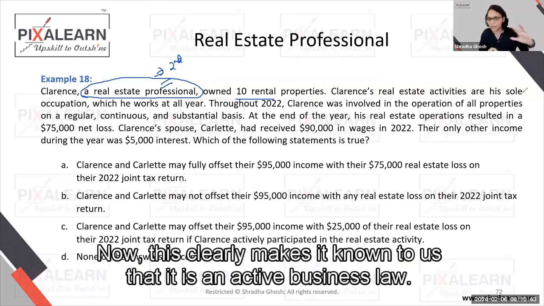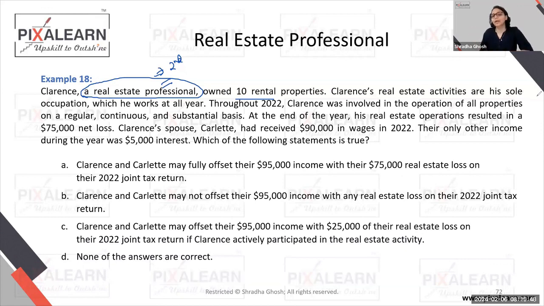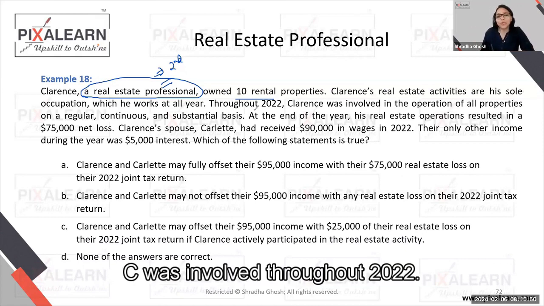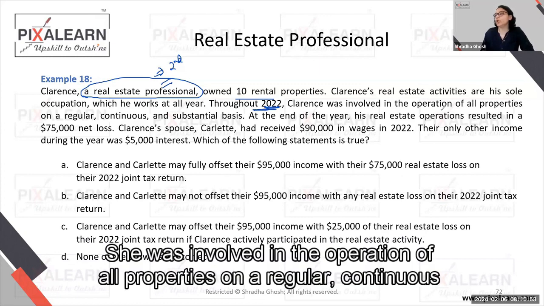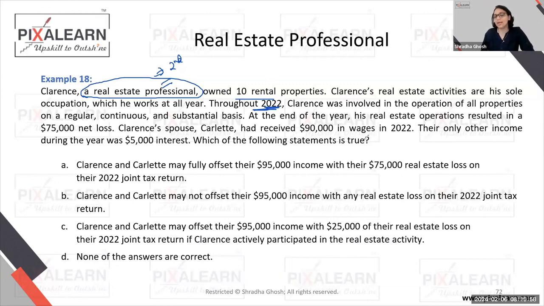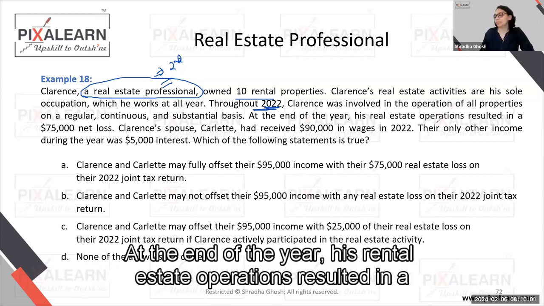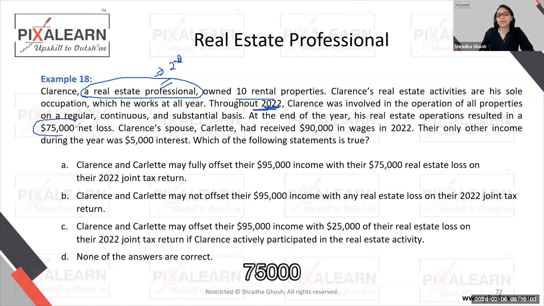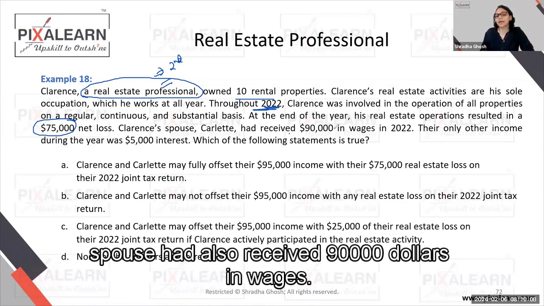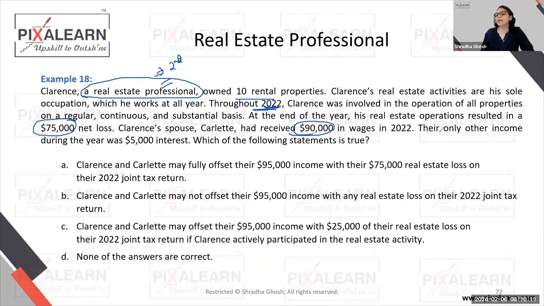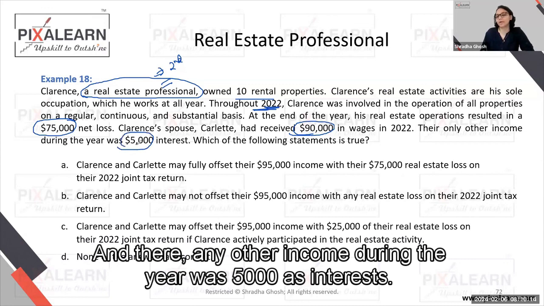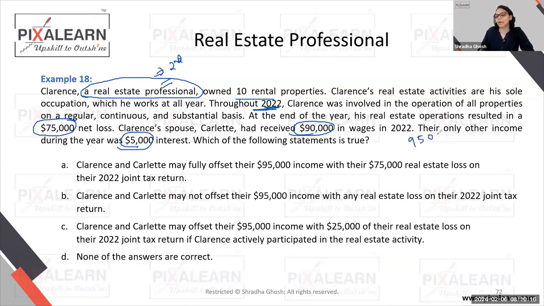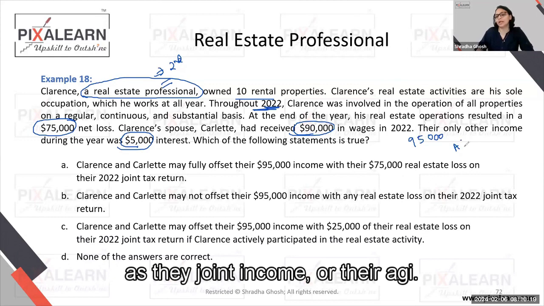Now, this clearly makes it known to us that it is an active business loss. So, he's a real estate professional. Throughout 2022, C was involved in the operation of all properties on a regular, continuous, and substantial basis. At the end of the year, his rental real estate operations resulted in a $75,000 net loss. Spouse had also received $90,000 in wages, and any other income during the year was 5,000 as interest. So they had a total 95,000 as their joint income or their AGI.